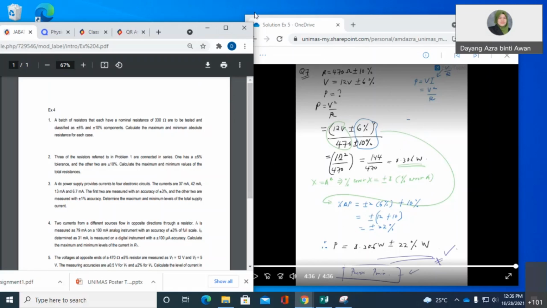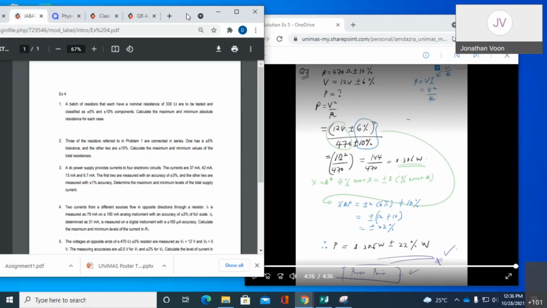Okay, Madam, yes. Can you repeat how to add the percentage error of the resistors which are arranged in parallel? This one in the exercise. Oh, the one from the other day. Oh, how to sum up the percentage error which is arranged in parallel?